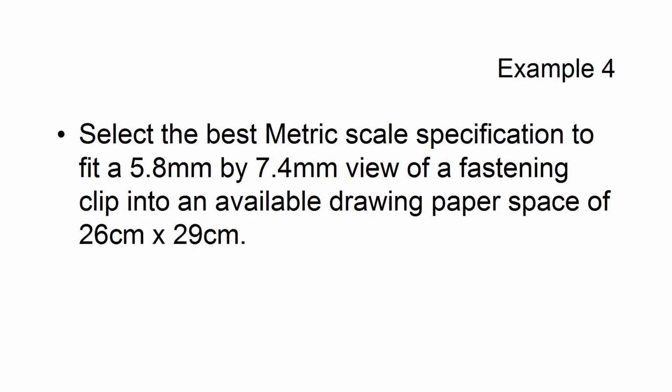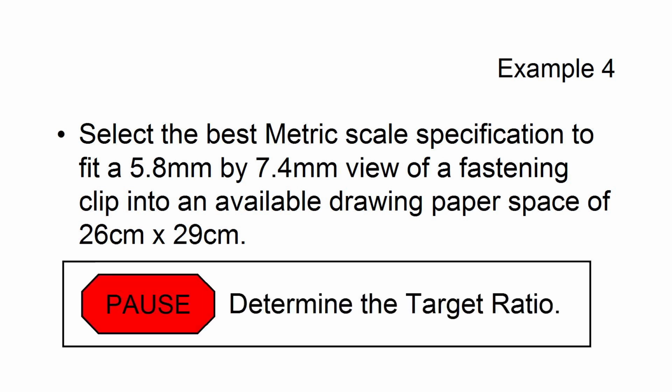In our final example here, select the best metric scale to draw this fastening clip, which is a relatively small clip, 5.8 millimeters by 7.4 millimeters in overall dimensions. And our paper space is a large available paper space, 26 centimeters by 29 centimeters. Pause the video and compute the target ratios.